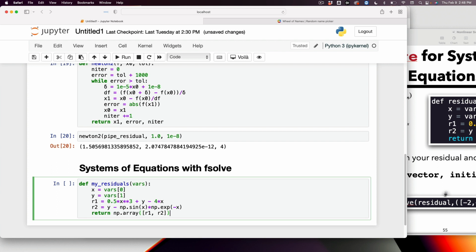Now, why does that order matter here? Because the value that fsolve returns is going to follow the order you chose here. So the first root that fsolve returns is going to be the root for x, and the second value is going to be the root for y. If you swap the order, then fsolve is going to swap the order. Okay?